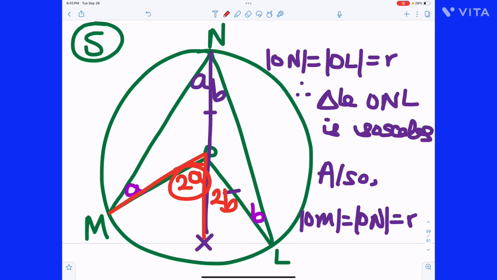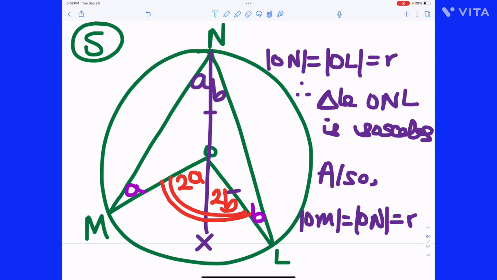In the same way, LOX, this angle, will also be equal to 2B because it is an exterior angle to triangle ONL, this triangle. So it will be equal to the sum of the two opposite interior angles B and B. B plus B here will give you 2B. Is that clear? So I think we are getting close to our final answer now. In fact, we've already gotten our expression.